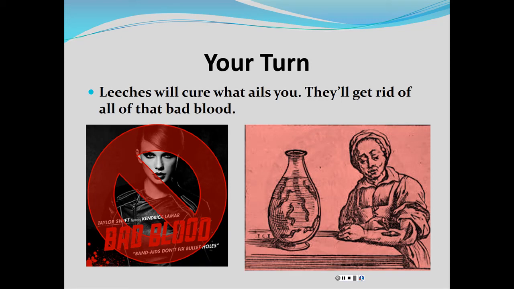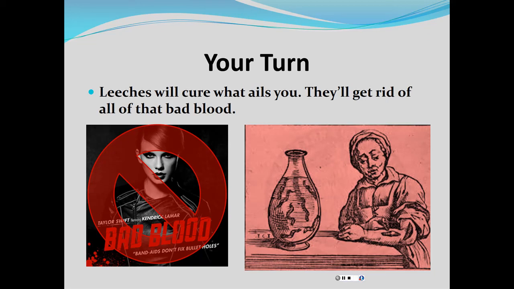Yeah, if you're sick, the leeches will cure what ails you. You should put leeches on your body, right? This is an argument that a lot of people used in medieval times. They said that leeches will help fix whatever ails you. That's kind of a causal claim. If you put leeches on, then your ailment will go away. What then is our evidence to support that argument?